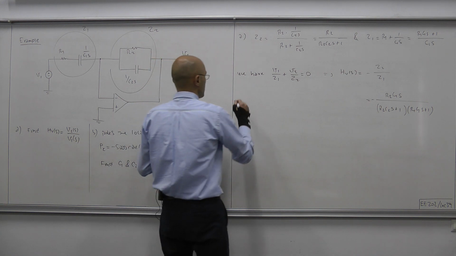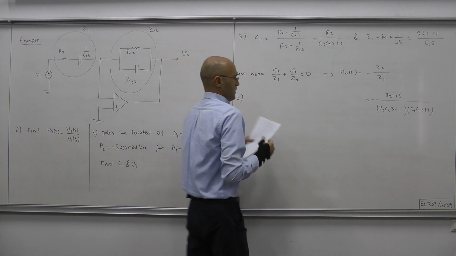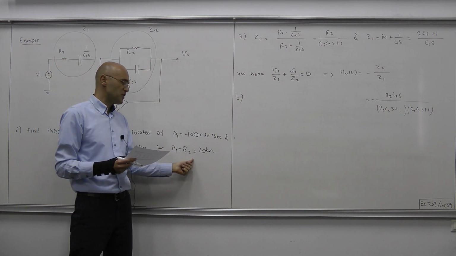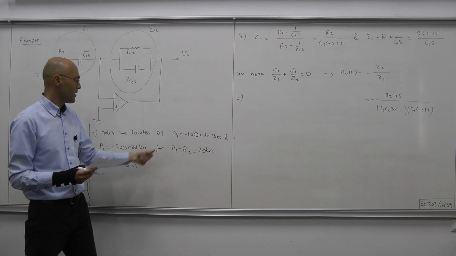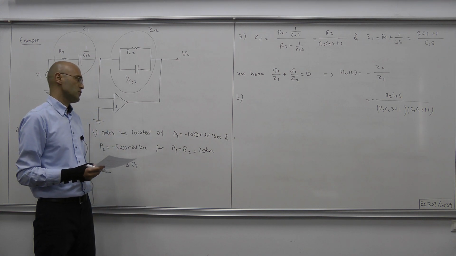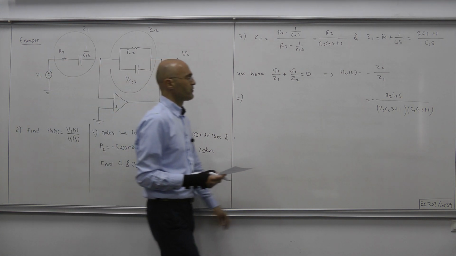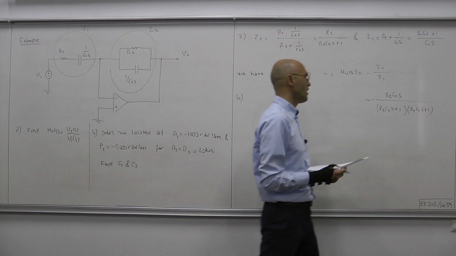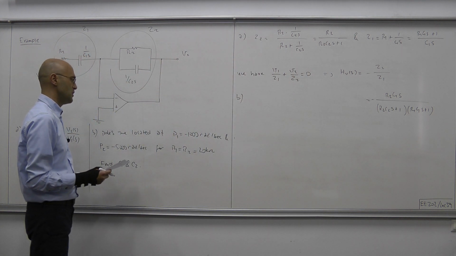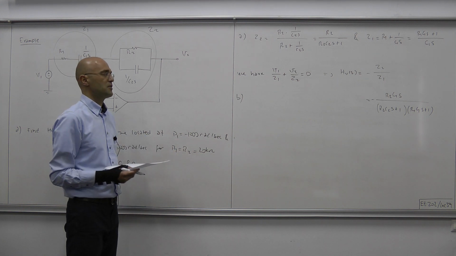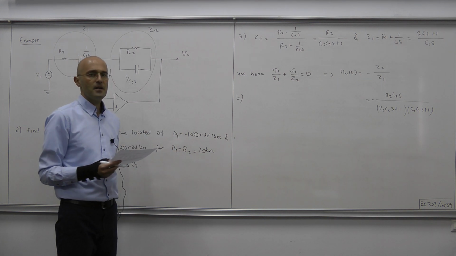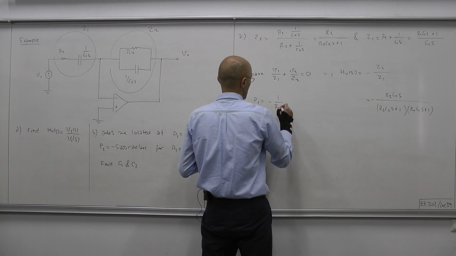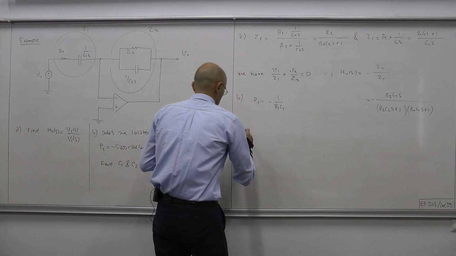Now for B, we're asked to figure out the capacitance values for the given resistance values, both at 20 kilo ohms, such that the poles are at minus 1000 radians per second and minus 5000. In this expression, it's clear where the poles are in terms of R's and C's. One is at minus 1 over R1 C1, the other is at minus 1 over R2 C2. We are given the R's, so it's easy to figure out the capacitance values. So P1 equals minus 1 over R1 C1.